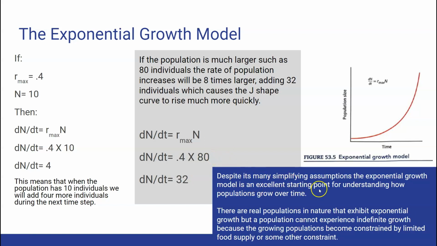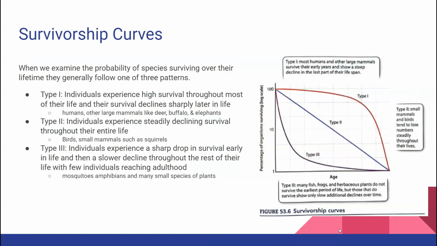So this is an excellent starting point for understanding how populations grow over time, but we know that real populations in nature that exhibit exponential growth, there are real populations that do this, but a population cannot experience indefinite growth because they are limited by a food supply or some other constraint.